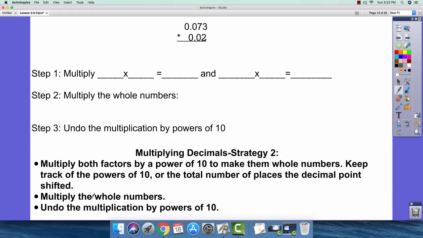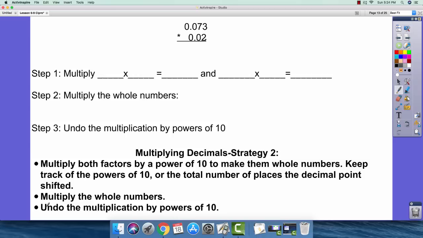Our second step is, once we end up with our whole numbers after multiplying them by powers of 10, we're going to multiply the whole numbers. And then thirdly, our last step is to undo the multiplication by powers of 10. Pause the video and write down our steps in strategy 2 in your guided notes paper.